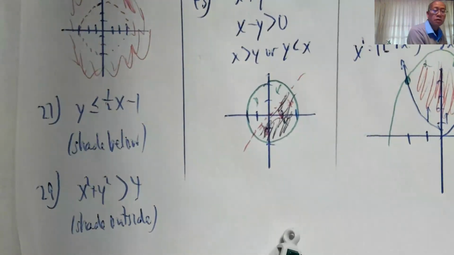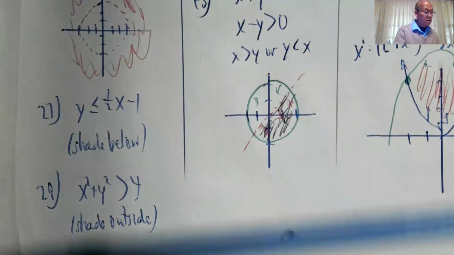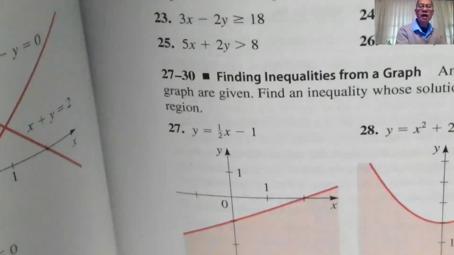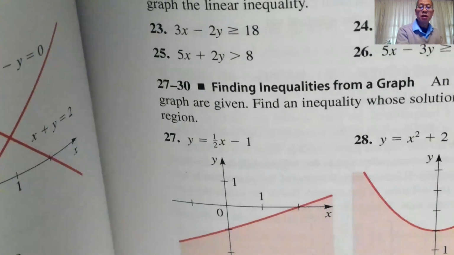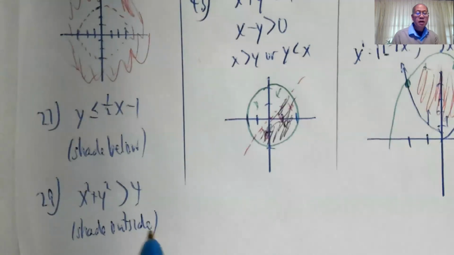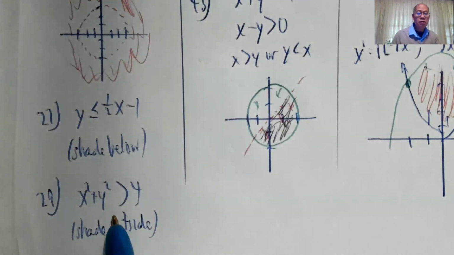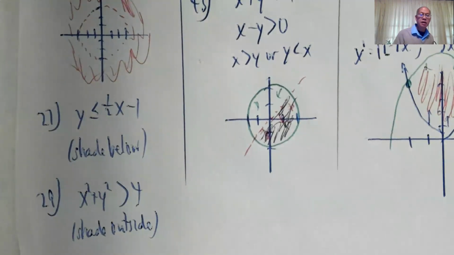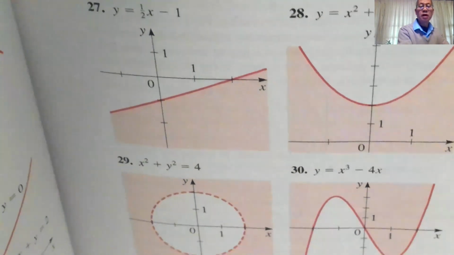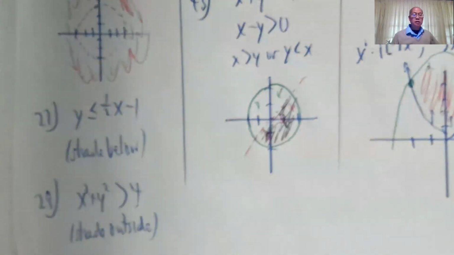27, we're going to be shading below. So if you look at 27, the line is y equals half x minus 1. They shaded below, so I want y is less than or equal to half x minus 1. 29 is going to be x squared plus y squared greater than 4. We're shading outside of the circle. So 29, the boundary line is x squared plus y squared equals 4. It's a dotted circle, and we're going outside, so that should be x squared plus y squared greater than 4.